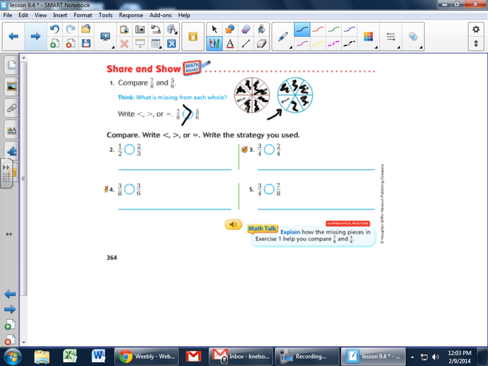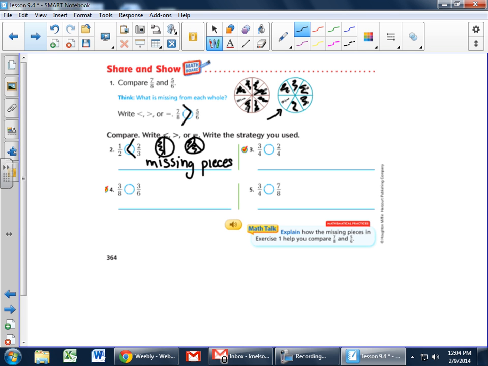Okay. Compare, write greater than, less than, or equal to, write the strategy you used. Okay. So we've talked about missing pieces, we've talked about the same denominator, and we've talked about the same numerator. So if we look at 1/2 and 2/3, which one is bigger? I'm going to just draw 2 here. I'm going to cut 1 in 2 pieces, and I'm going to cut 1 in 3 pieces. I'm going to color 1/3. I'm going to color 2 of these. Which one of those is bigger? More colored is 2/3. And the strategy I used was the missing pieces.